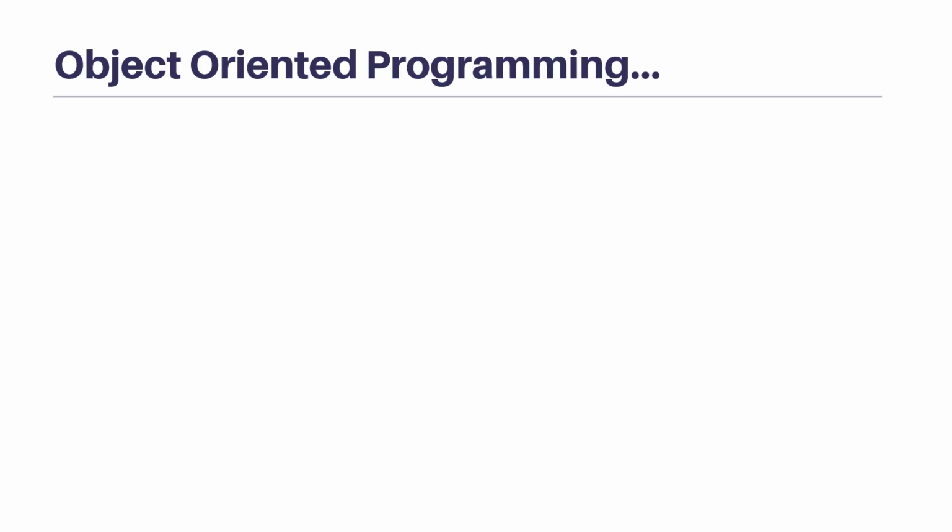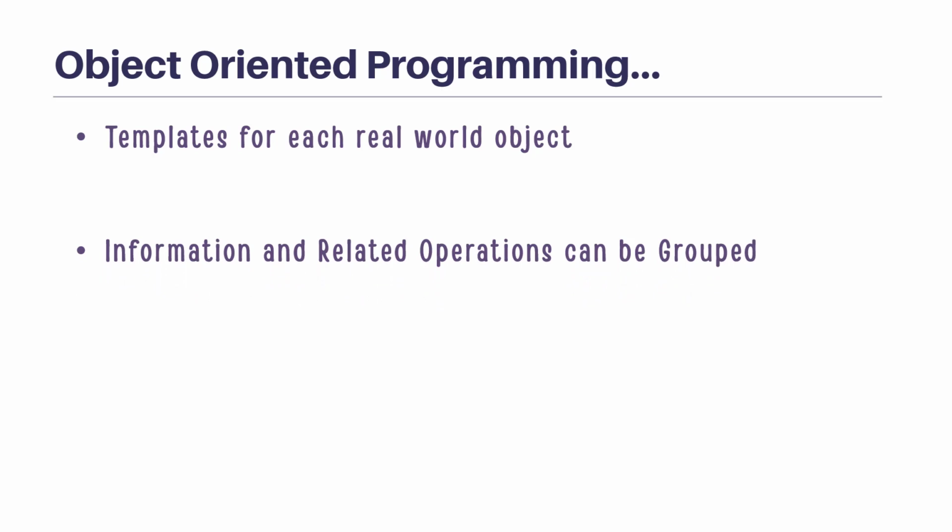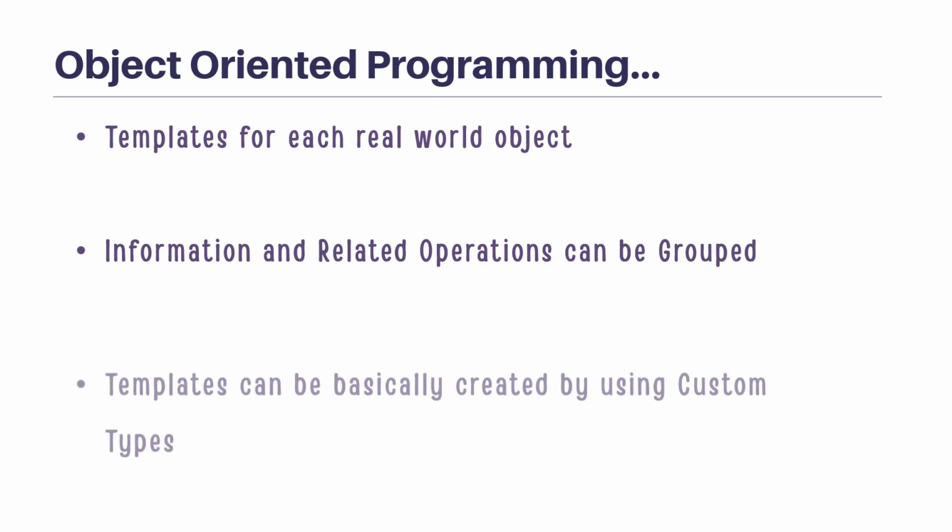We should model the templates in our software in such a way that there should be one template for every real-world object that we want to model. All the information that we want to capture about those objects and all the operations that we want to perform on that information can be part of that particular template. And these templates can be created by using custom types.